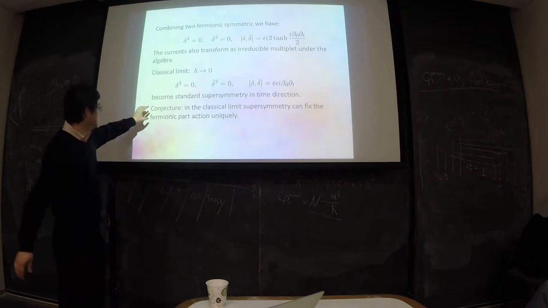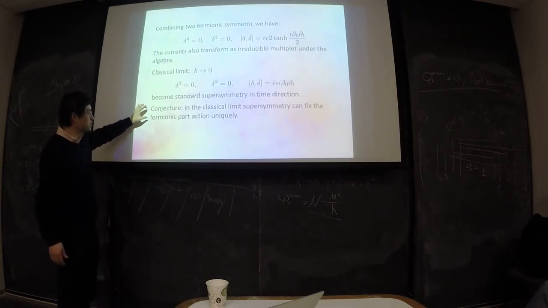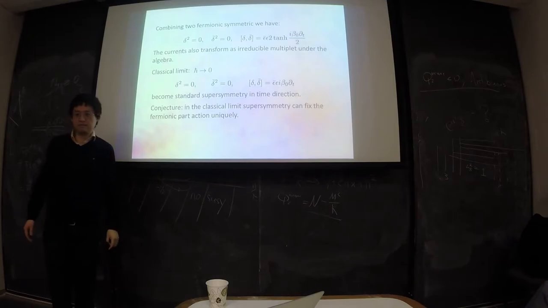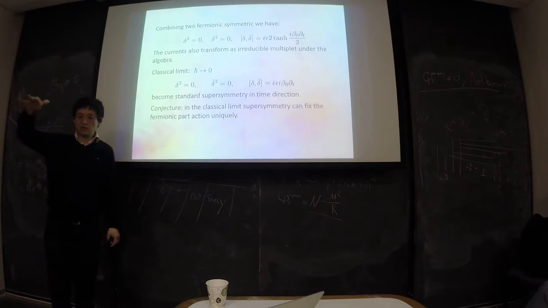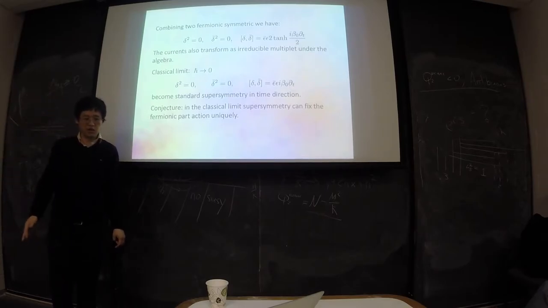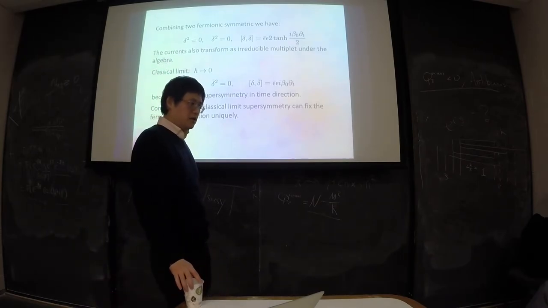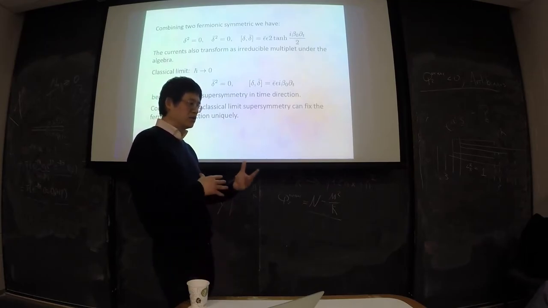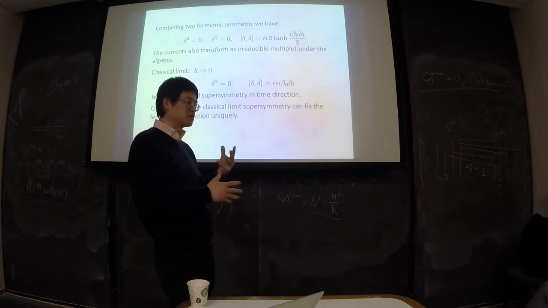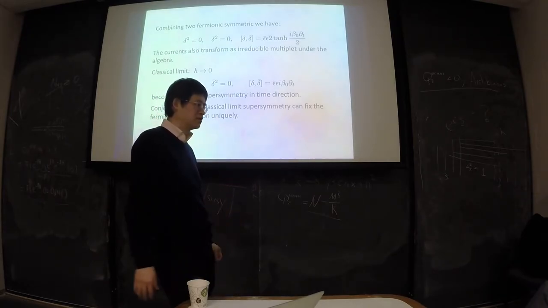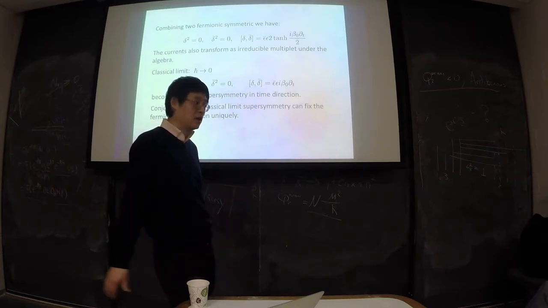So actually we conjecture that in the classical limit the supersymmetry maybe can fix the fermionic part of the action uniquely. Okay? So previously if you only impose BRST, then you have some freedom. But now at the cubic level, we impose further supersymmetry and then that can fix it uniquely. Philosophically it's rather similar. It's all a consequence of this fluctuation dissipation relation. KMS condition is essentially the most general version of the fluctuation dissipation theorem. Yeah, philosophically it's the same, but the details are of course much more complicated.